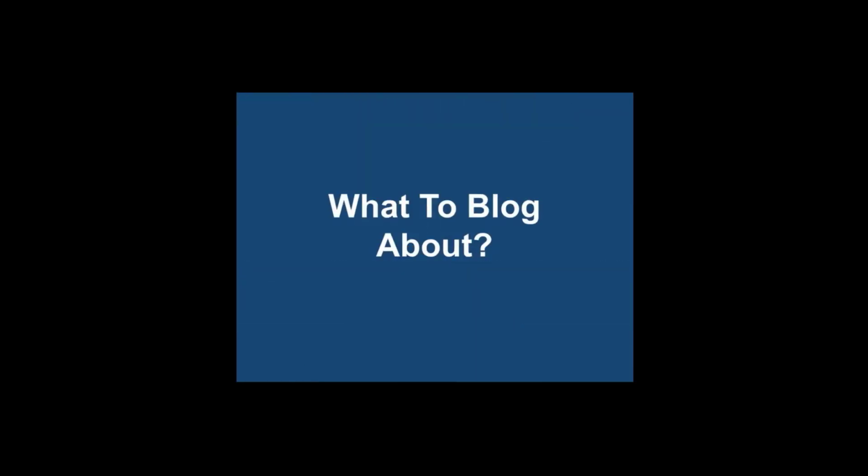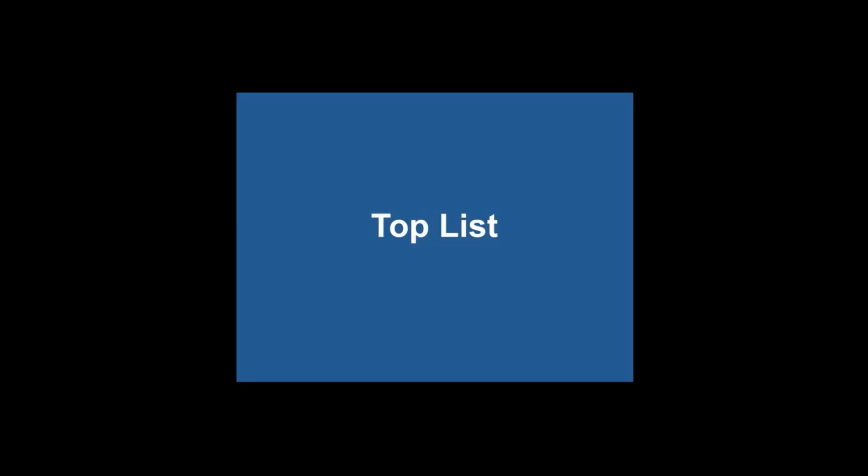What to blog about? Blogging might not come easy if you run out of content or things to say. This video will guide you on the types of content that can be posted on your blog. The first type of content is a top list. You can compile a list of 5, 7, 10 or more things that are related to your niche. So if you're in the music niche, you could write about the top 10 songs of November. If you're in the weight loss niche, you could write about the top 7 ways to lose weight, and so on.